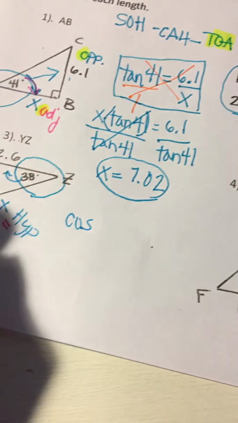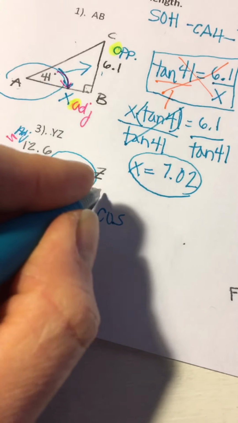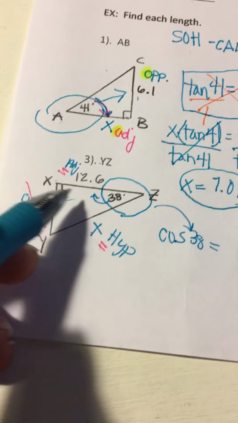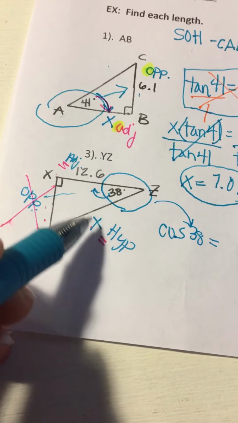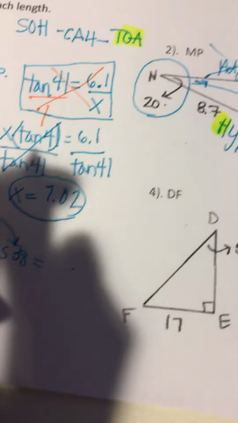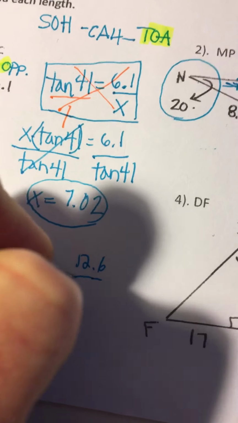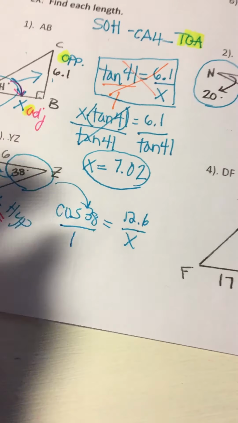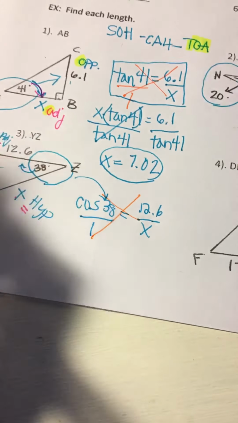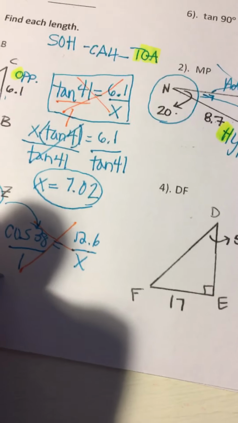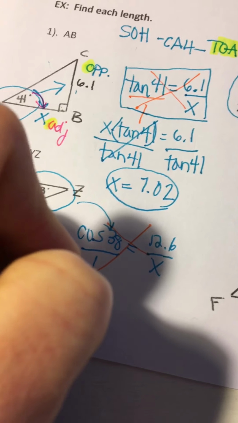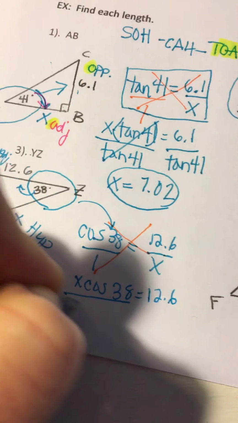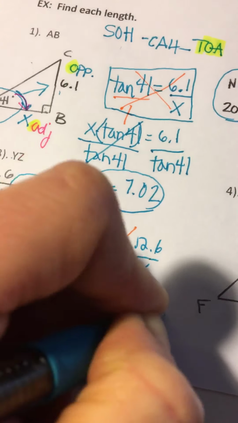Cosine of the angle, in this case, is 38. And remember, that just plops right in there. Equals the leg adjacent, which is 12.6, divided by the hypotenuse, which is x. Put this over 1 and cross multiply, just like before. So we get x cosine of 38 equals 12.6. Divide both sides by cosine of 38.